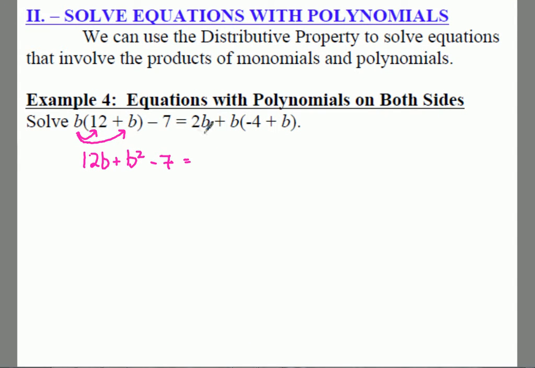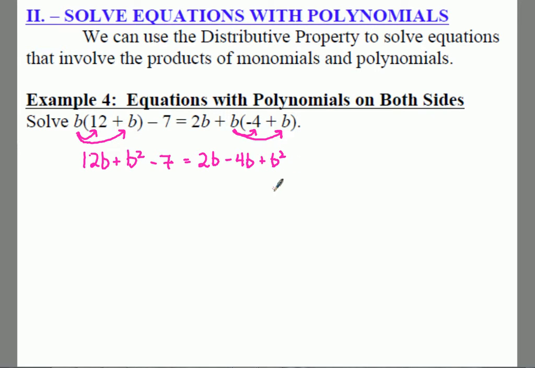So this is 2b and this b are totally separate because you need to distribute b times the -4 and b times your b over here. So we're going to rewrite this 2b first. And then we're going to have b times the -4, which gives us -4b. And then b times your b gives us a b squared.